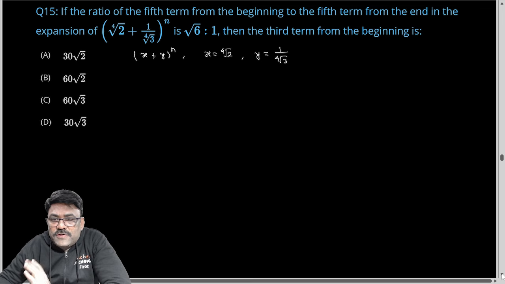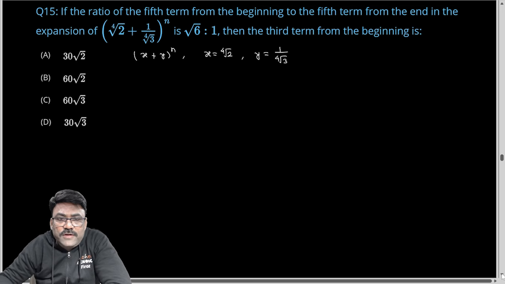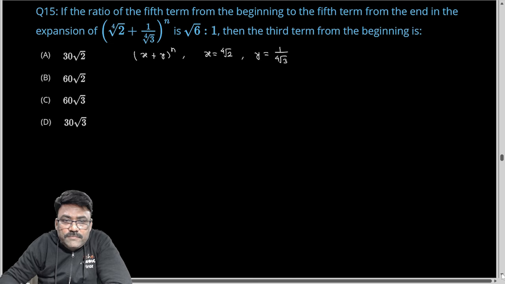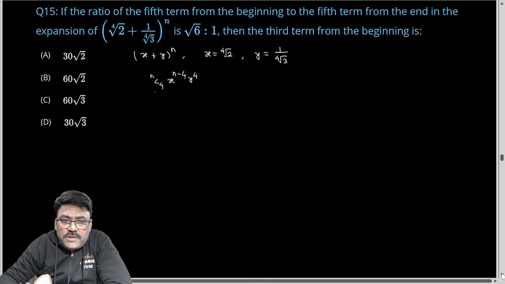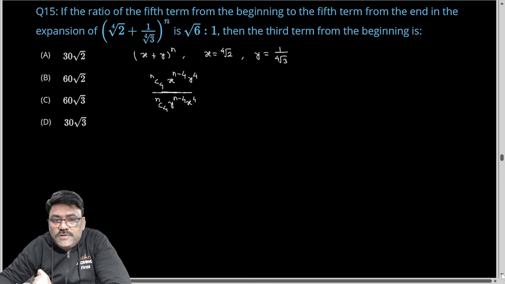And what is the ratio of the fifth term from the beginning and the fifth term from the end? The fifth term from the beginning is NC4 x raised to n minus 4 y raised to 4. The fifth term from the end is the same thing, just interchange x and y. So it will be NC4 y raised to n minus 4 x raised to 4.